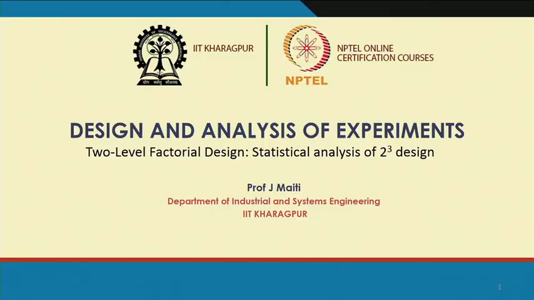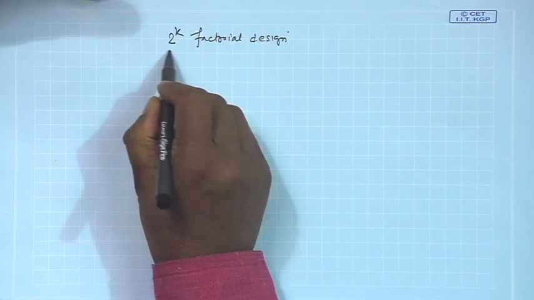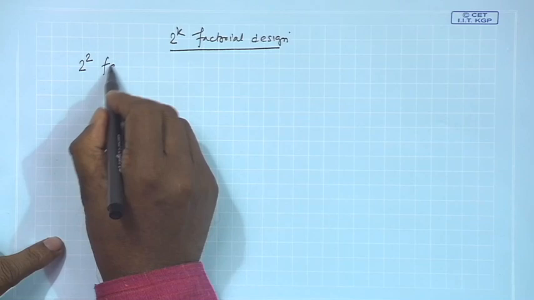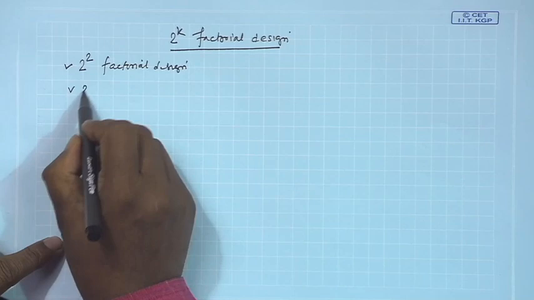Hello, we will continue 2 to the power k factorial design. In the last lecture, you have seen 2 to the power 2 factorial design. In this lecture, we will see 2 to the power 3 factorial design.